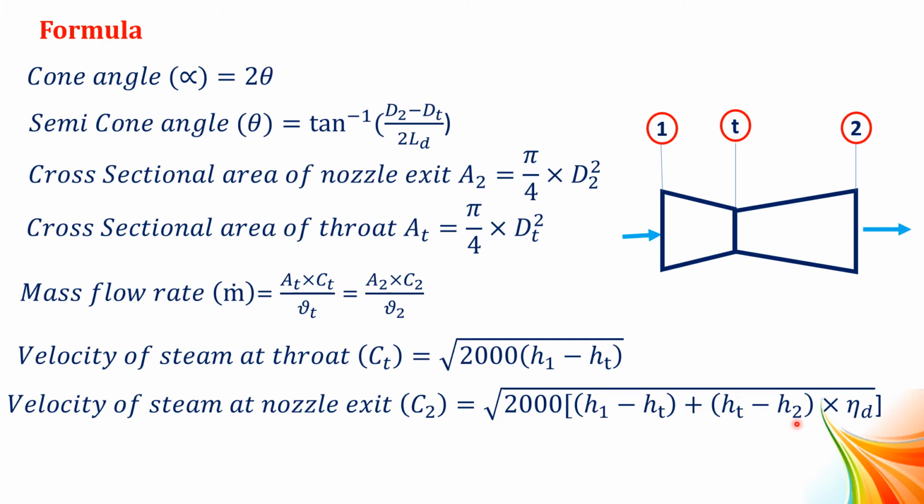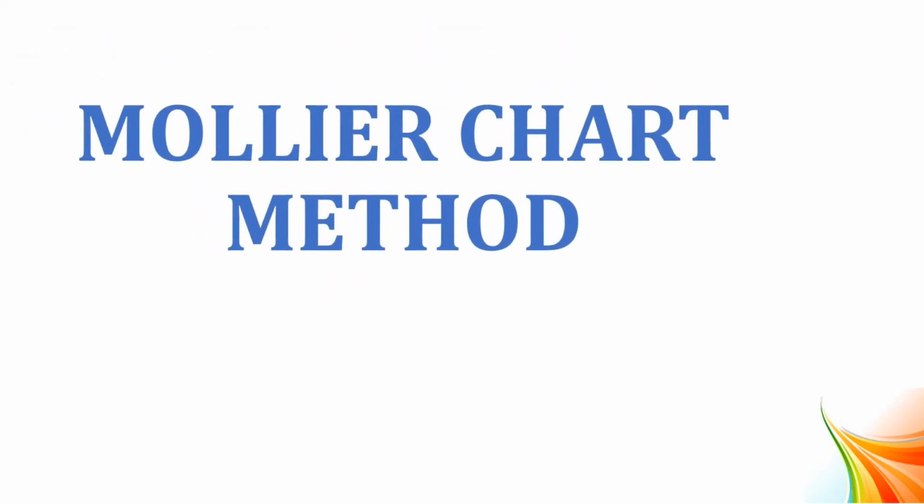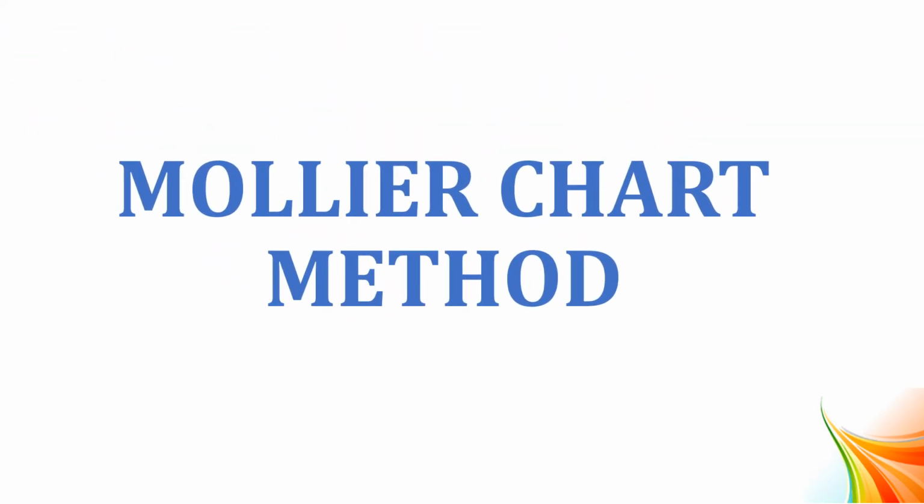HT minus H2 is the enthalpy drop at the diverging part. So here the loss is given in the problem, so we multiply the diverging part enthalpy drop with the efficiency of the nozzle at the divergent part. Then V2 is the specific volume of steam at the exit of the nozzle, which is determined from the Mollier diagram. Now we can solve this problem using the Mollier chart.